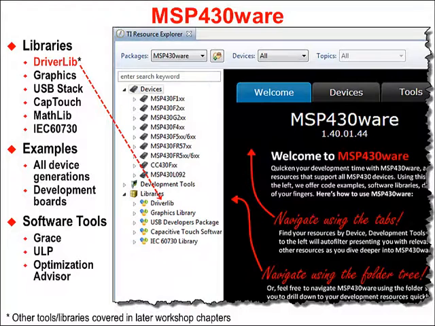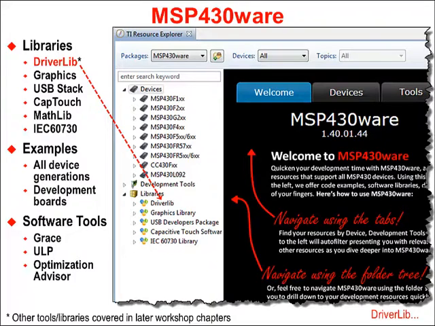In fact, here's a look at MSP430Ware. We're looking at this in the TI Resource Explorer, and you can see that it's a whole host of libraries and examples based around the MSP430 devices. So there's a number of things in here, from the driver library, graphics library, USB stack, capacitive touch, and so on.